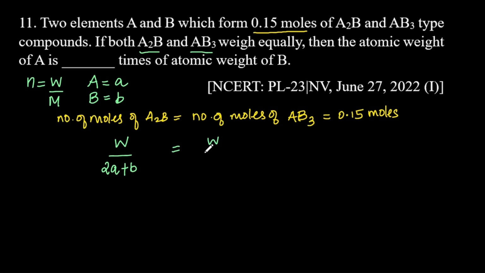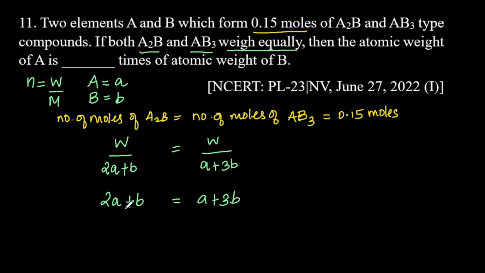Given mass of AB3 divided by, 1 A atom is there, so small a, plus 3 B atoms are there, so 3 into small b. Now why we have written W on both sides is because in the question itself it is mentioned that both A2B and AB3 weigh equally. So their weight is represented as W and they are equal. So the numerator is equal, so we can equate the denominator. 2a plus b is equal to a plus 3b.